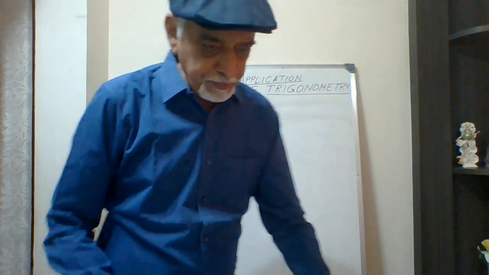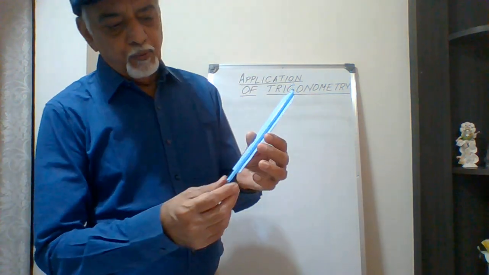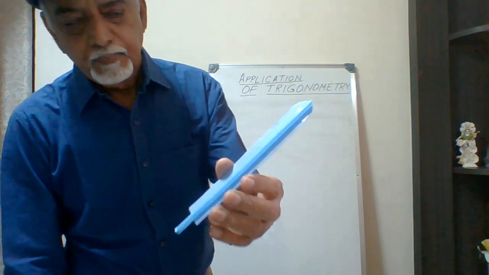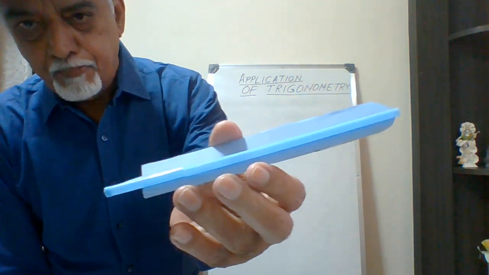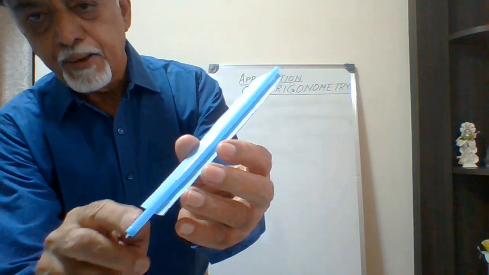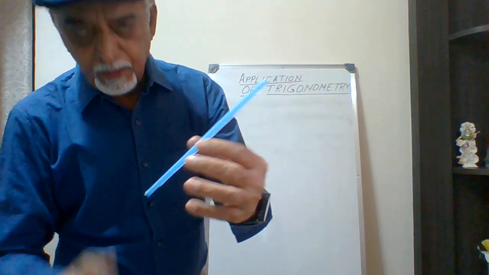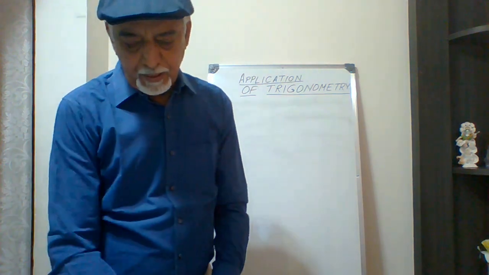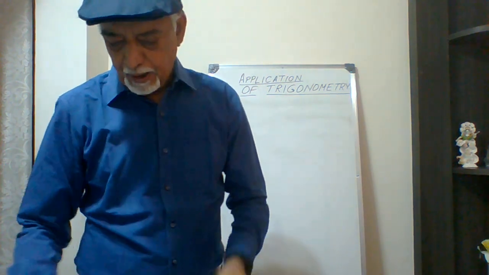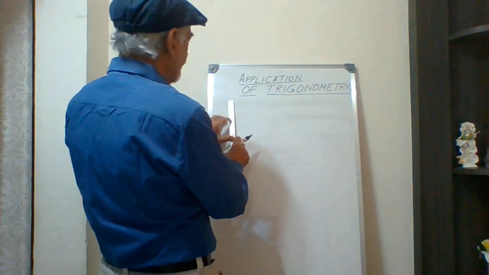Now I have also prepared one looking piece, a pipe through which you can look up, and there is an arrow here. This arrow is a pointer which will point to the angle in which measurement I am looking. Now let me draw one figure.